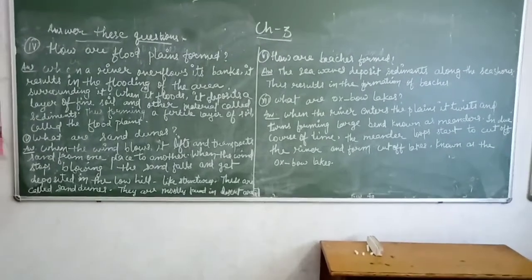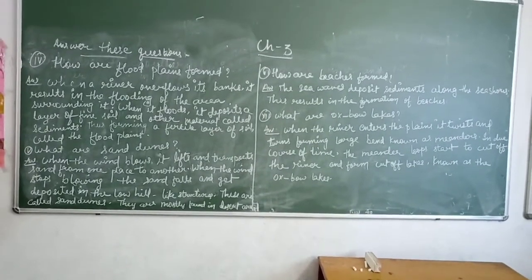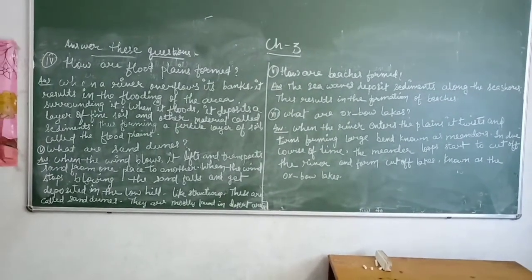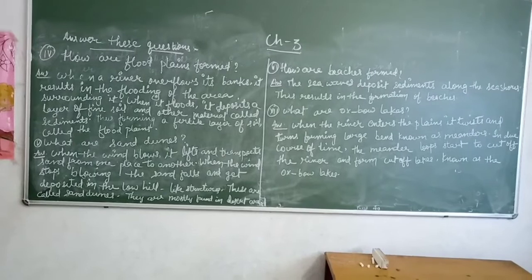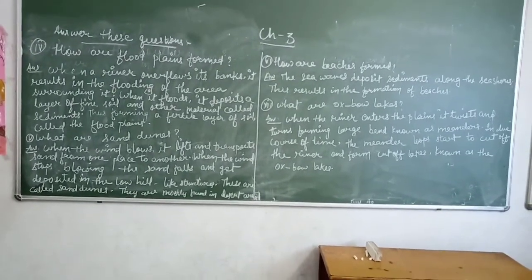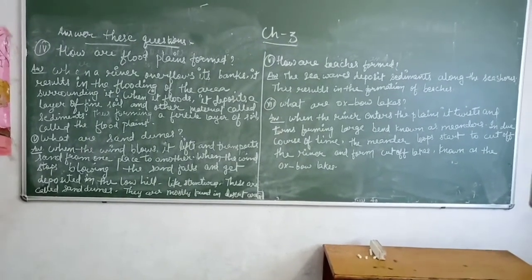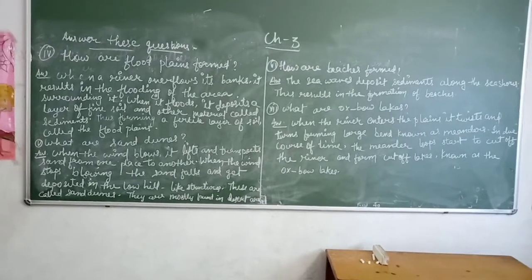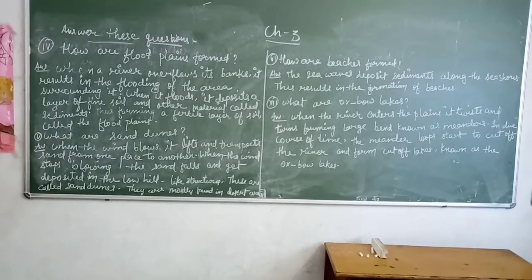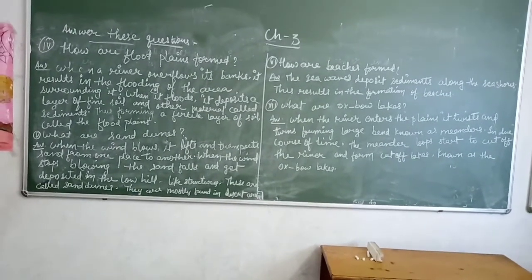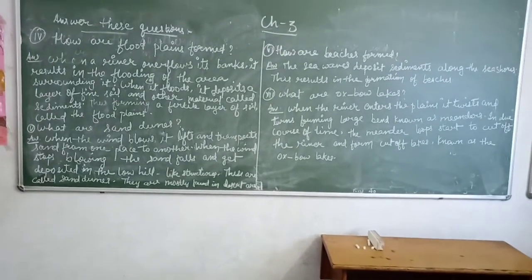So your first question is, how are floodplains formed? So, the answer is, when a river overflows its bank, it results in the flooding of the area surrounding it. When it floods, it deposits a layer of fine soil and other material which is called the sediment, and this forms a fertile layer of soil which is called the flood plains.